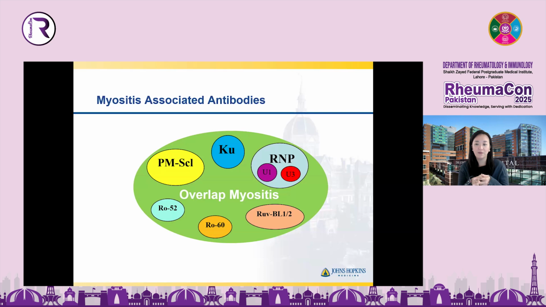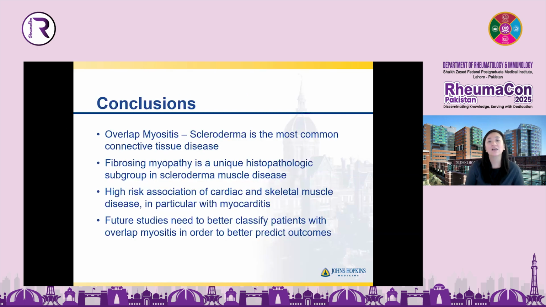And we have some papers that are being submitted shortly, hopefully, on looking at myocarditis and myositis as well. So, conclusions of my talk. Sorry, I had to talk your ear off, but this topic is dear to my heart as well. Hopefully I was able to impart to you that overlap myositis can exist with many CTDs, or connective tissue diseases, but I think so far the most common is scleroderma. And this fibrosing myopathy is a unique histopathologic subgroup. And don't forget about this high-risk association of cardiac and skeletal muscle disease.